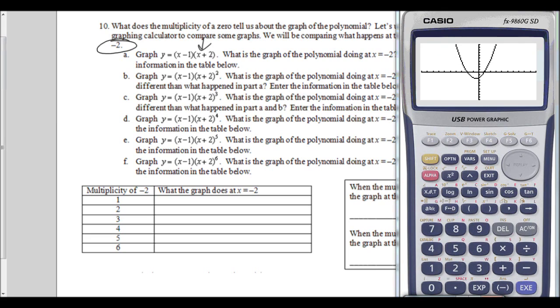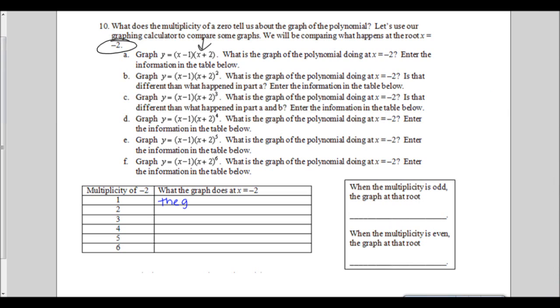So here's my graph for A. I've graphed the function x minus 1 times x plus 2, and it asks, what is the graph doing at x equals -2? Well, the 0 at x equals -2 is right here on my calculator. Okay, so the 0, I'm sorry, that's the 0 at x equals 1. This is the 0 at x equals -2. So this is the 0 we're going to keep talking about at -2. What is it doing right there? The graph looks like a line. The graph goes straight through.